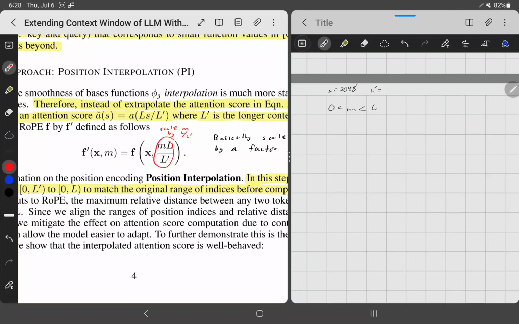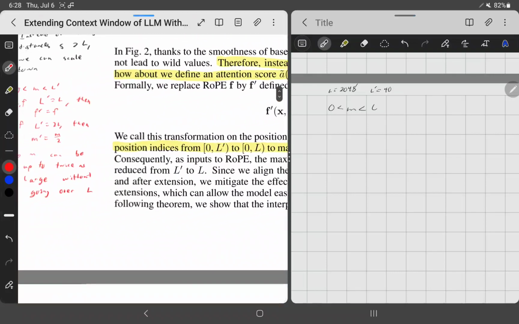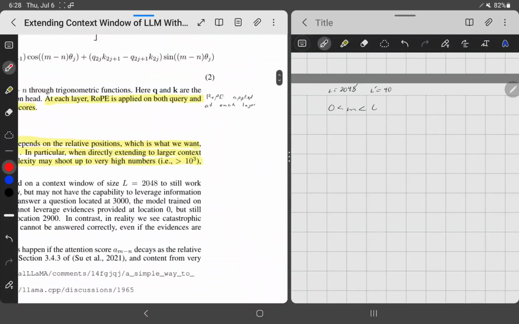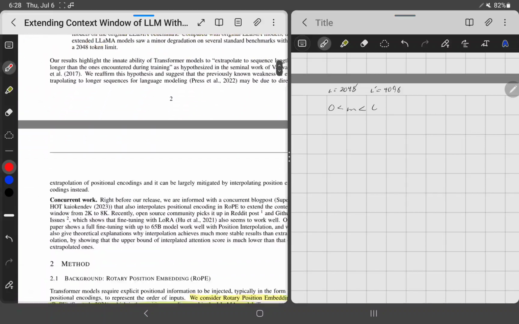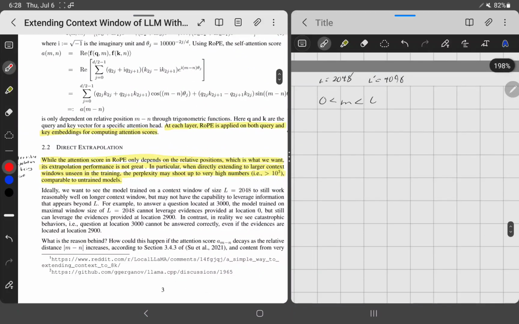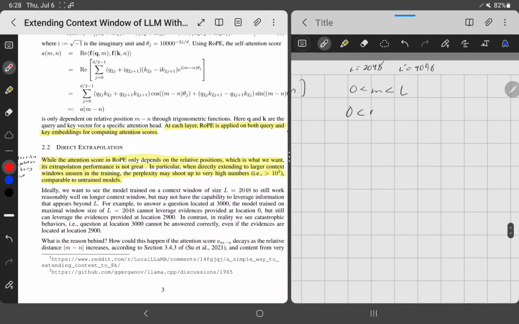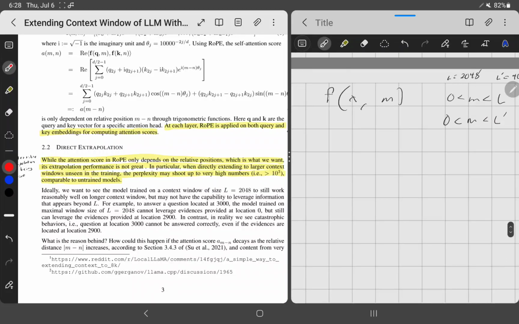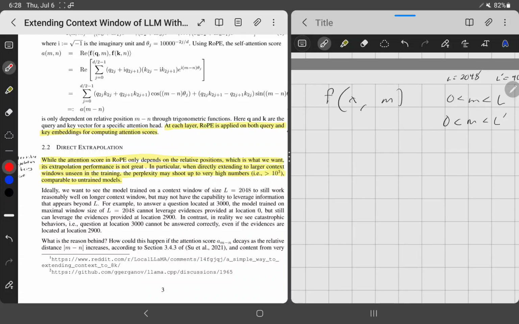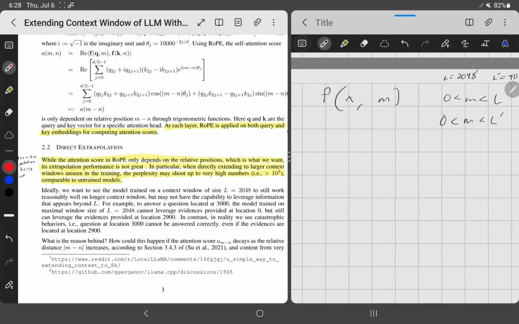But let's say we want to extend it to say L prime is equal to 4096. Yeah, 4096. So let's say I want to extend this and I want to double our context window, but our original transformer was trained on a context window that only has size L. But what we want is an m which is between 0 and L prime. So the idea is, well, we want to interpolate between the embeddings we already have instead of extrapolating beyond the embeddings we have.